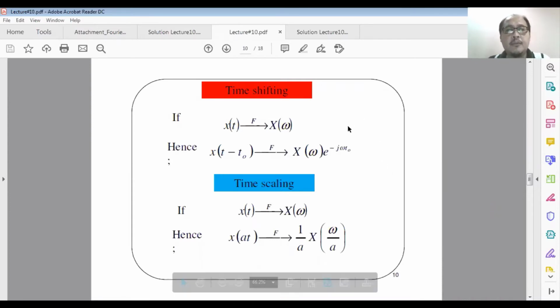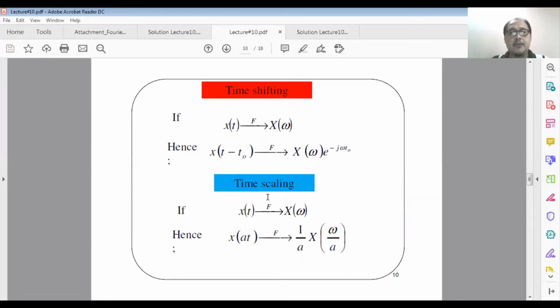In the time shifting property, it says that if we have x(t), whose transform is X(omega), and x(t) experiences a shifting of time by t naught, then its respective transform is X(omega) multiplied with exponential of negative j omega t naught.